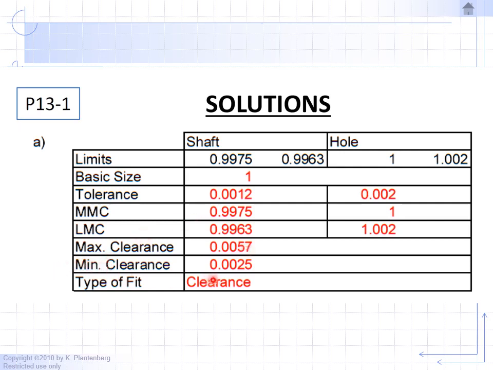Now for the minimum clearance, it's the smallest hole allowed, which is 1, minus the largest shaft allowed. So we take 1, subtract 0.9975, and we get positive 0.0025. And for the type of fit, if you get 2 positives, that means we will always have clearance, meaning the hole will always be larger than the shaft.